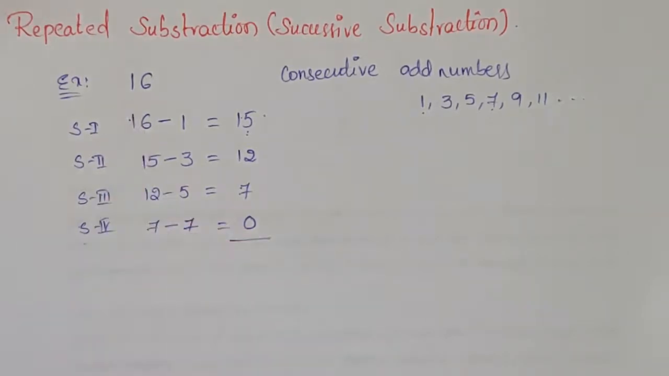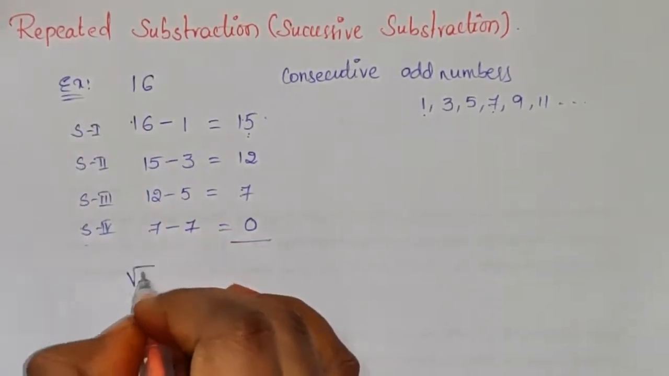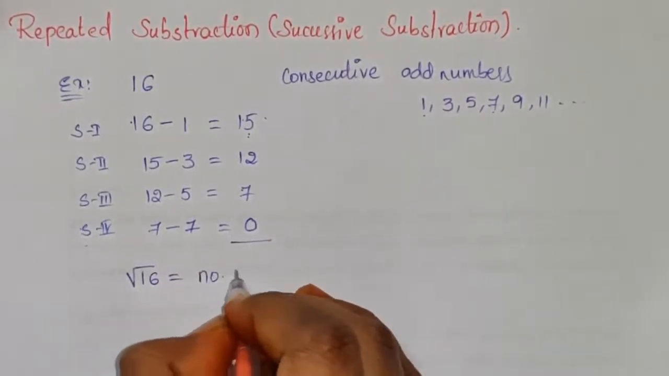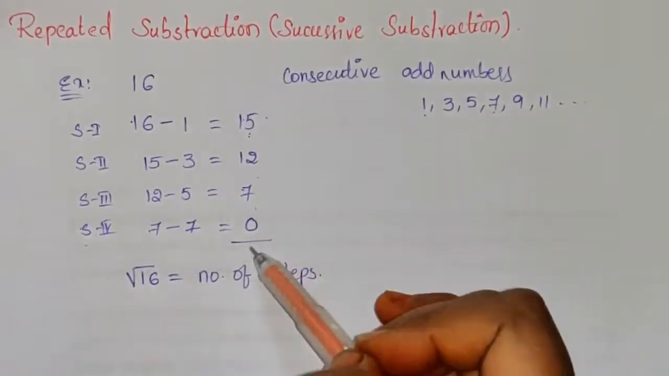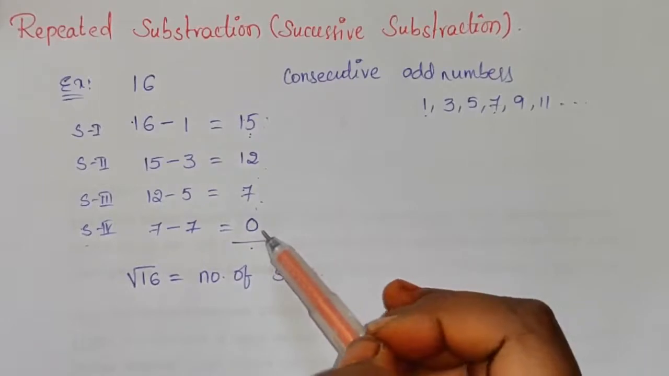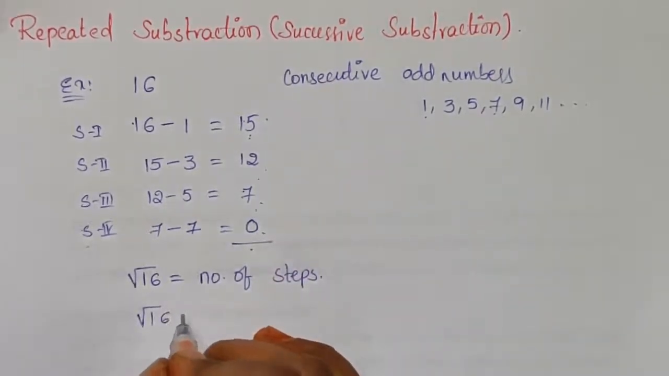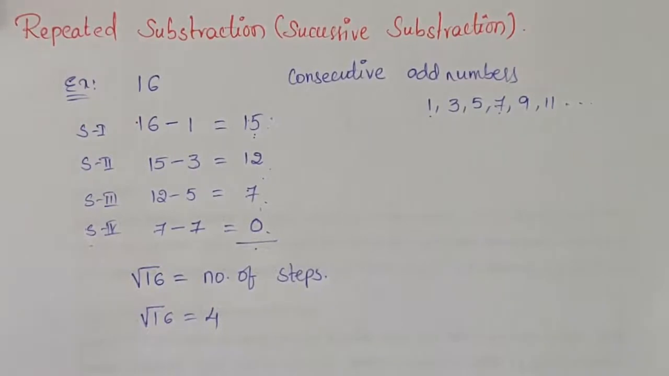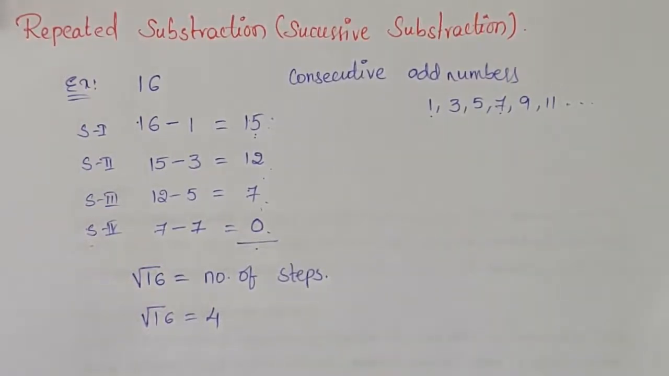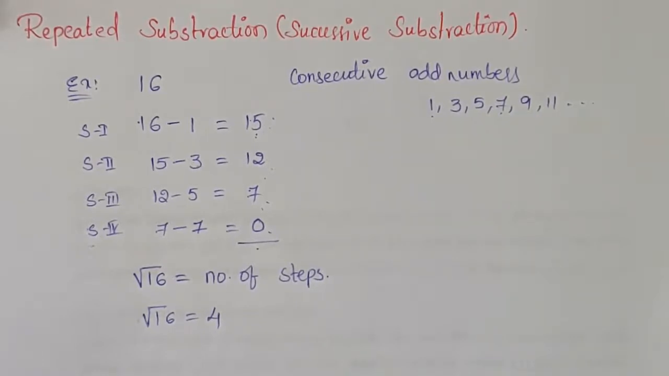And what is the square root of 16? The square root of 16 is equal to the number of steps or number of subtractions. How many subtractions have we done? 1, 2, 3, 4. So the square root of 16 is 4. Okay, very easy method, right? But it is useful for small numbers, like 2-digit numbers. When it is 3-digit or 4-digit it will be complicated, right? The next method is the prime factorization method.